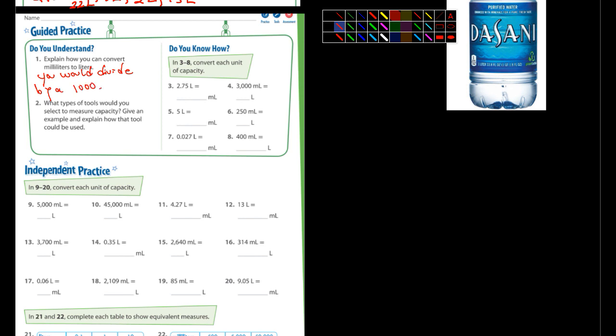Okay. What types of tools would you use to select to measure capacity? Oh, I don't know. How about a measuring cup?